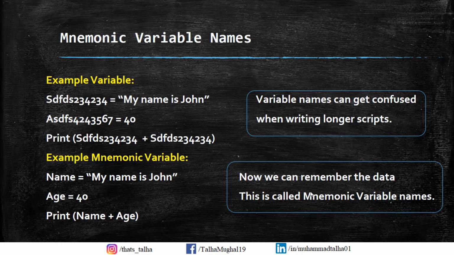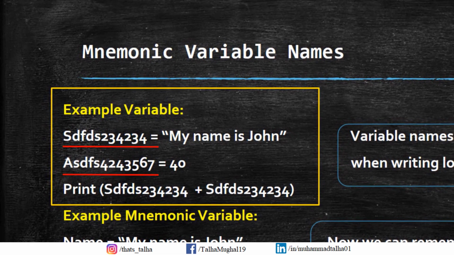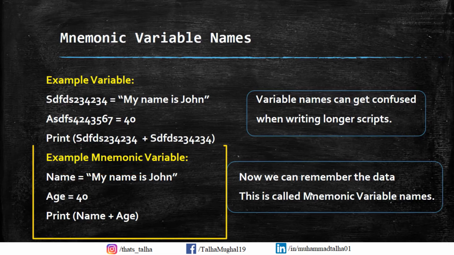For example, look at here. In the first case, we have given random names to our constants. But in the second case, to the string "my name is John", we have assigned a variable name which is also named name. And we have assigned 40, which is the age of a person, to a variable named age. Now, no matter how long our script gets, we will always know that in the name variable we have stored the name of a person, and in the age variable we have stored his age. So this practice is called the mnemonic variable name format.